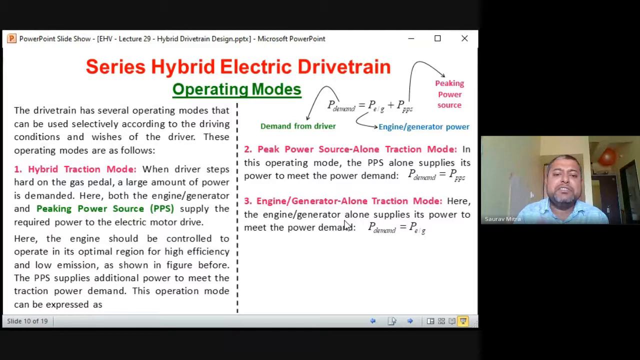Third one, engine generator alone traction mode. That was covered in yesterday's lecture, or in the lecture on series hybrid in the previous chapter, where we have seen there are 9 modes.